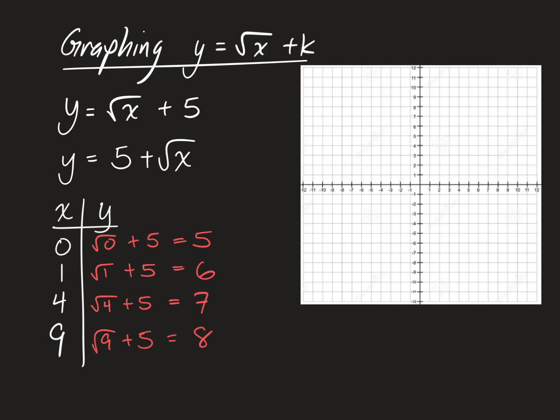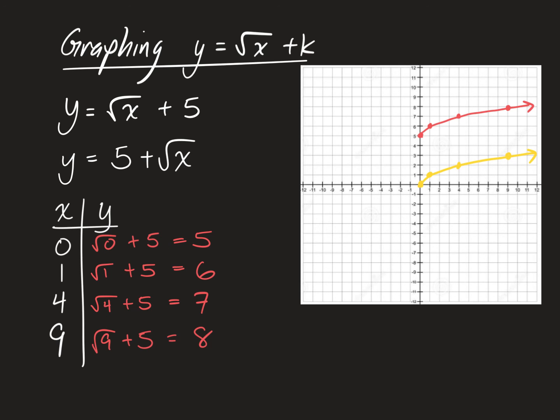Now when I plot these over here, we will have 0, 5, 1, 6, 4, 7, and 9, 8. Is that right? That looks right. Cool. And we will just draw this off to the right. Now, just to compare, the parent function for the square root looks like this. 1, 1, 2, 3, 4, 5. Oops, I missed. One moment, please. There we go.